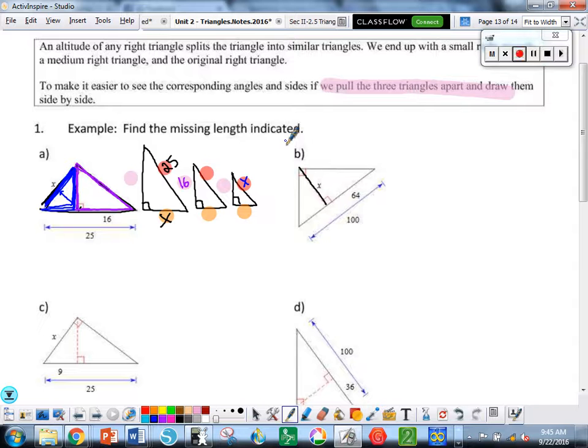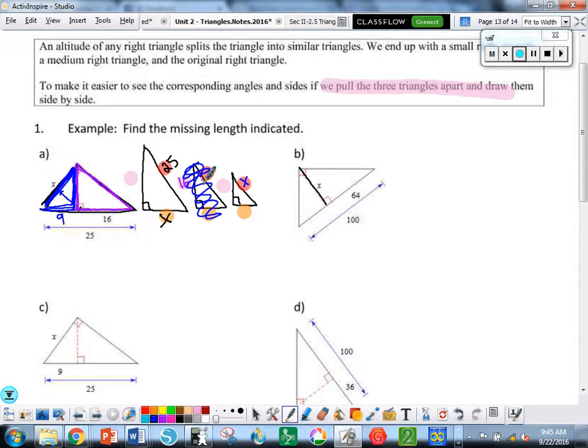Do we know anything else? Do we know the short side? Yeah. Is this 9? How did she get it? Somebody else. How did she get that to be 9? Kenna? It's all right, Kenna. Yeah, the whole thing's 25. We take off the 16, right? 9. Now, I'm going to ignore the middle triangle completely because I only know one of its pieces.